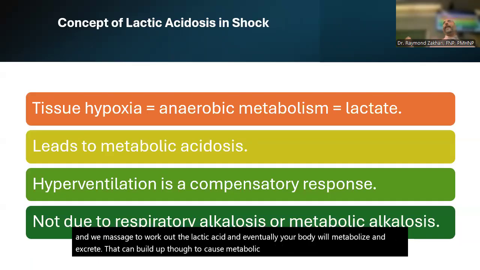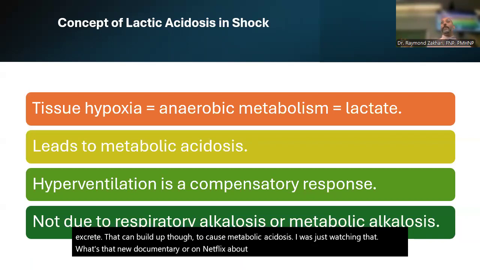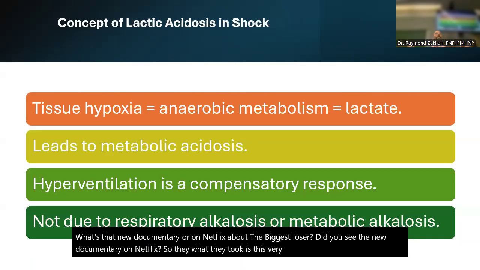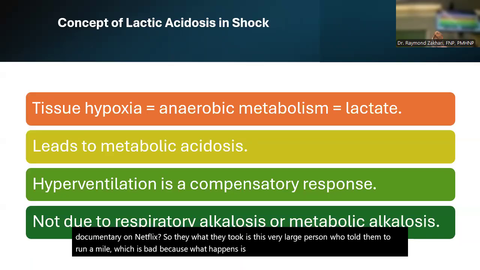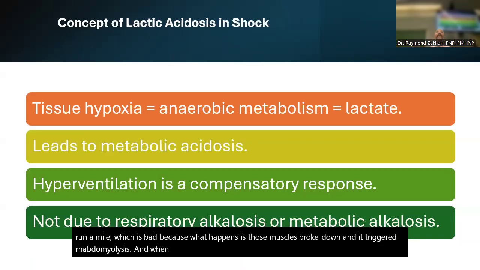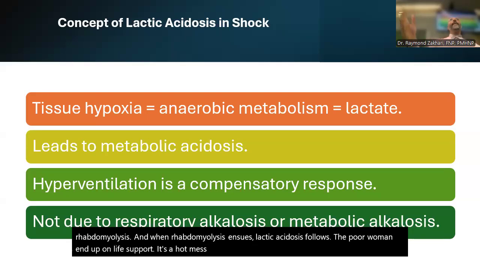I was just watching that, what's that new documentary on Netflix about The Biggest Loser? Did you see the new documentary on Netflix? So what they took is this very large person and told him to run a mile, which is bad because what happens is those muscles broke down and it triggered rhabdomyolysis. And when rhabdomyolysis ensues, lactic acidosis follows. The poor woman wound up on life support. It's a hot mess. But suffice it to say, that's what happened.